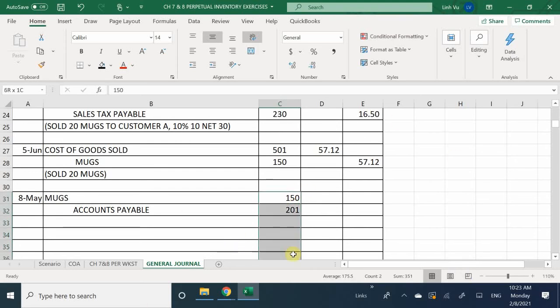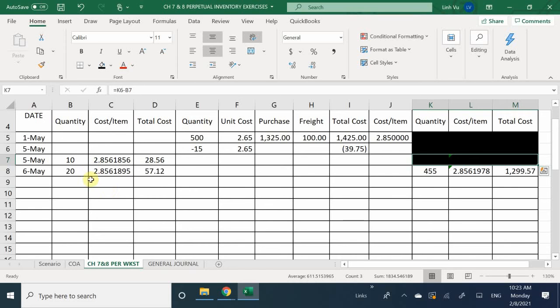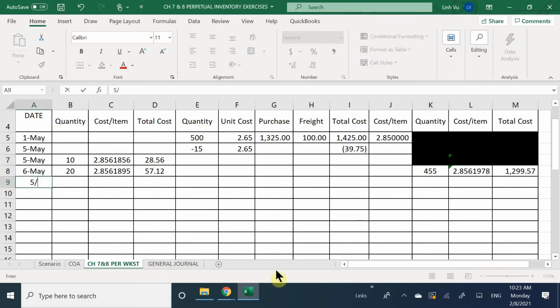Now, this is where I'm going to say, you know what, I don't want to have to double calculate. I'd rather just calculate it one time. So I'm going to go to my inventory worksheet, figure it out, and then enter the information in my journal. So here I purchased 250 items at 2.75 with a freight of 50.